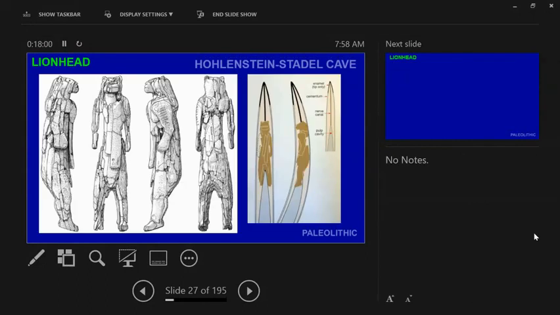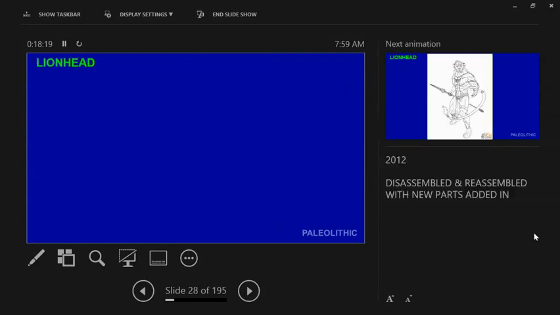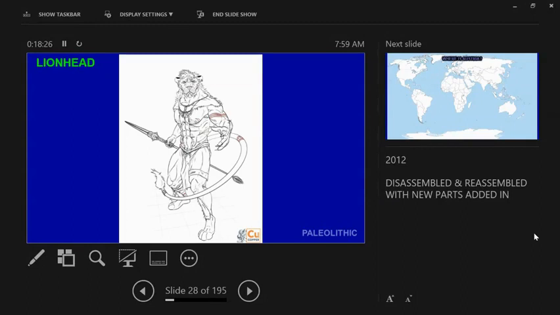And the vast majority of prehistoric sculptures are either people or animals. All right, and so on the left is a good drawing of it. You can see it from different points of view. And then on the right, you can see this is an illustration showing what part of the bone it would have been from. And then in 2012, they disassembled it and reassembled it with new parts added in, and it looks like this now. Just kidding. All right.